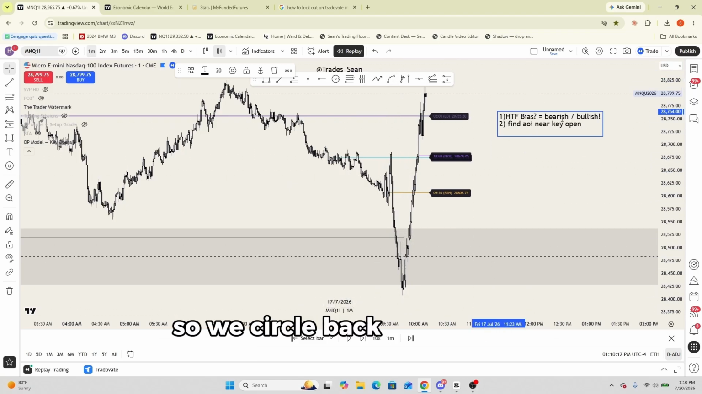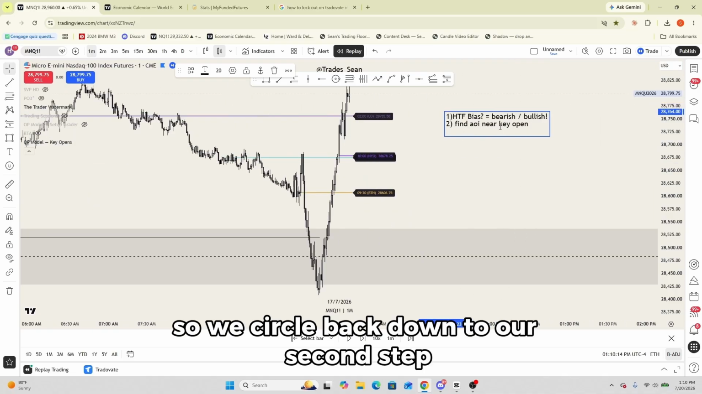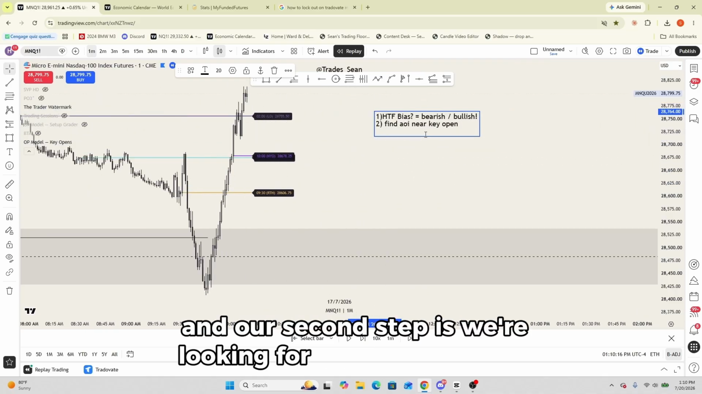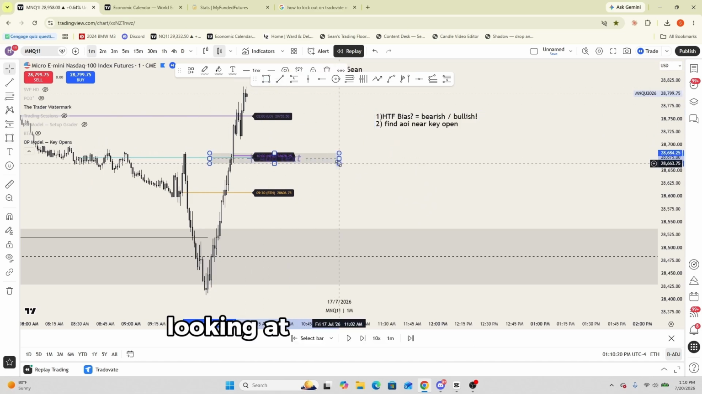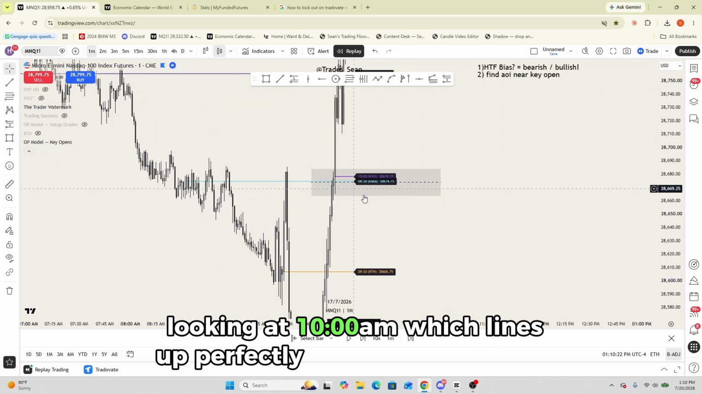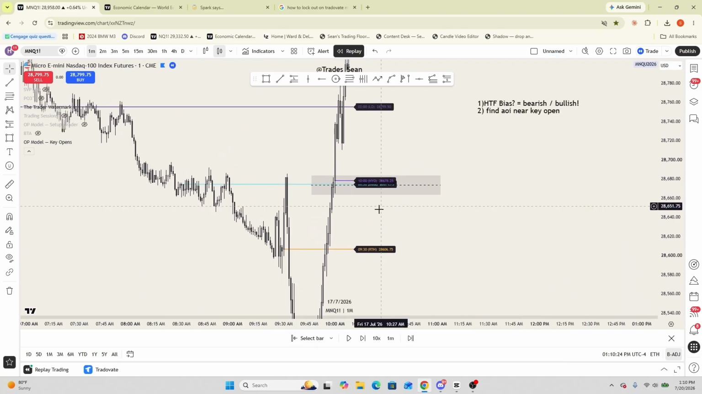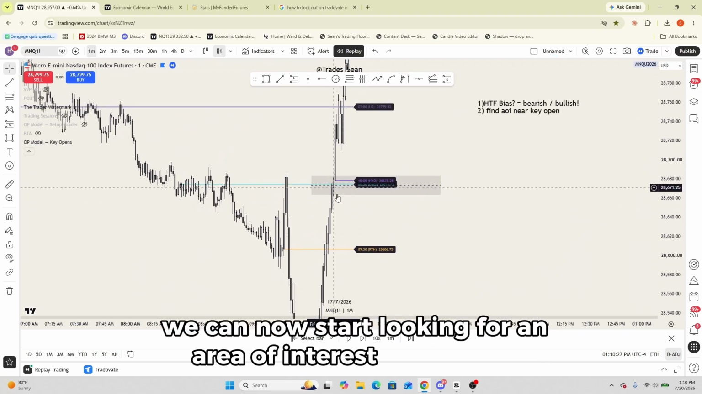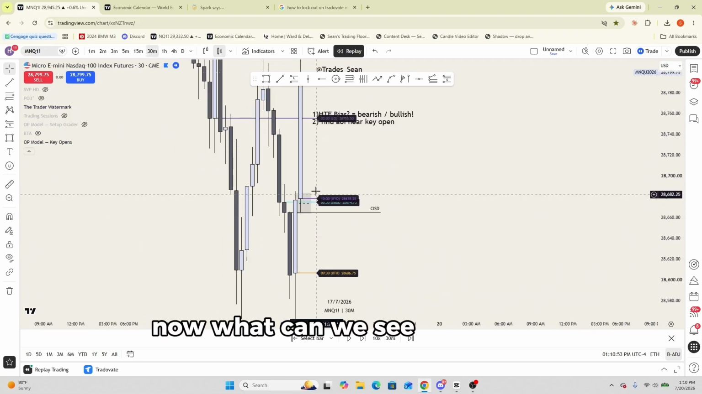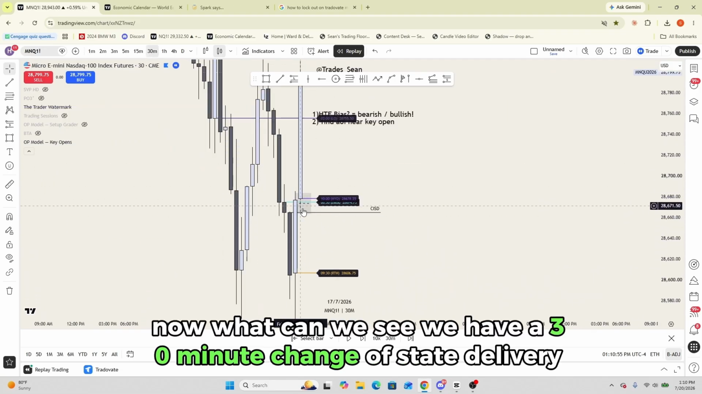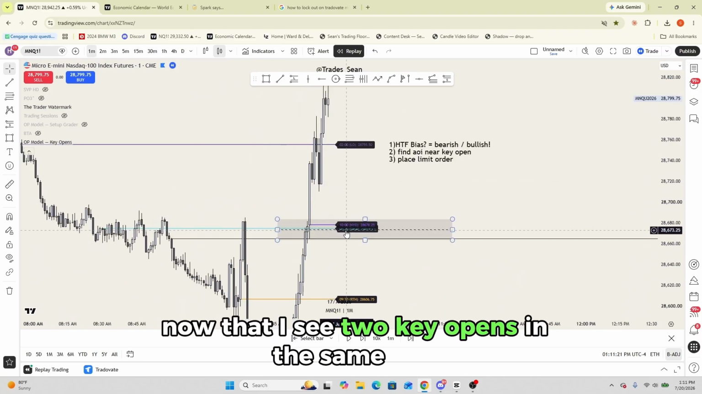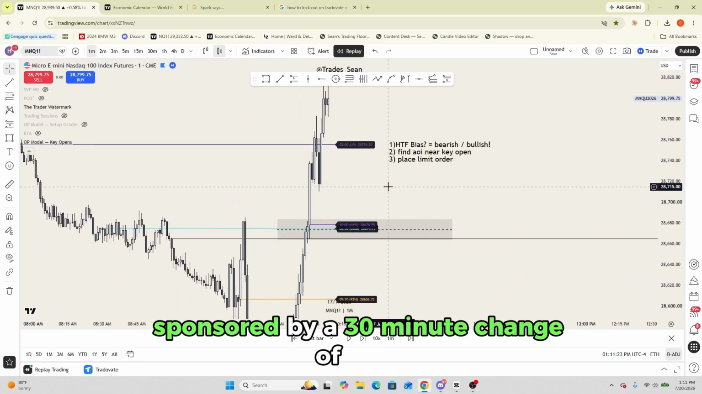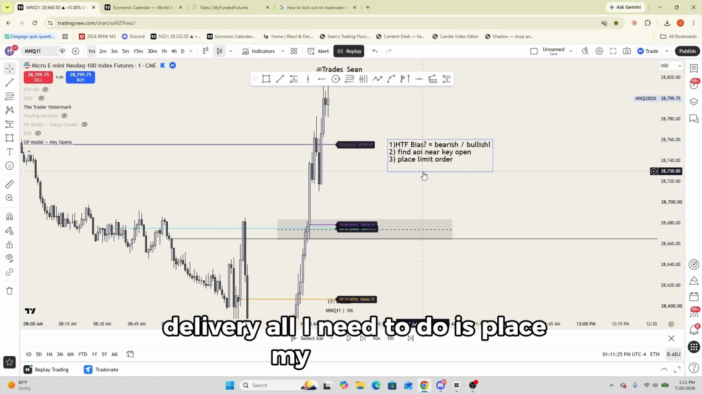So we circle back down to our second step. And our second step is we're looking for an area of interest near a key open. So looking at 10 a.m., which lines up perfectly with our 8:30 as well, we can now start looking for an area of interest in this zone. Now what can we see? We have a 30-minute change of state of delivery right below our key opens. Now that I see 2 key opens in the same area, sponsored by a 30-minute change of state delivery, all I need to do is place my limit order.